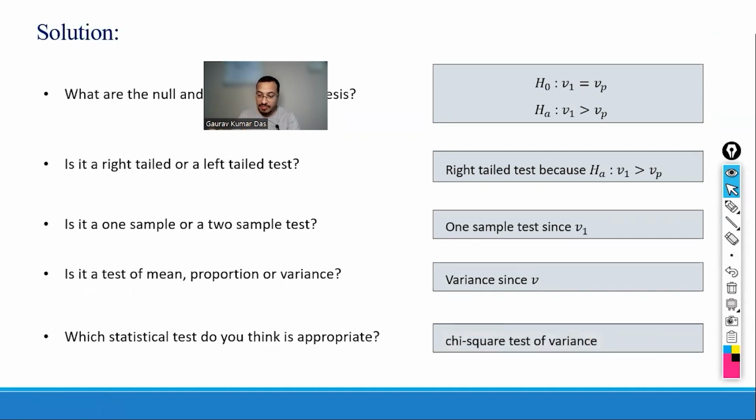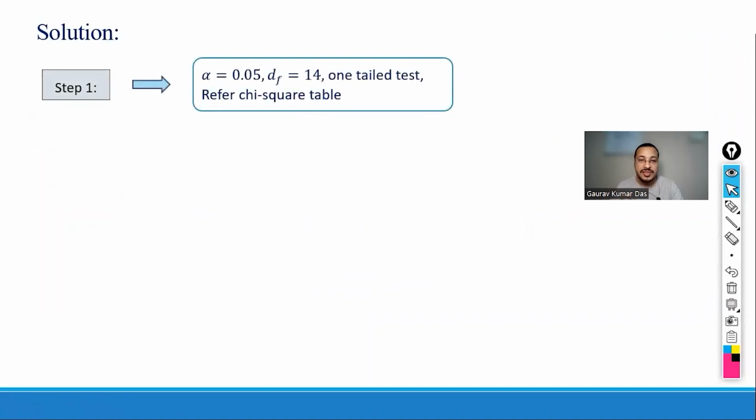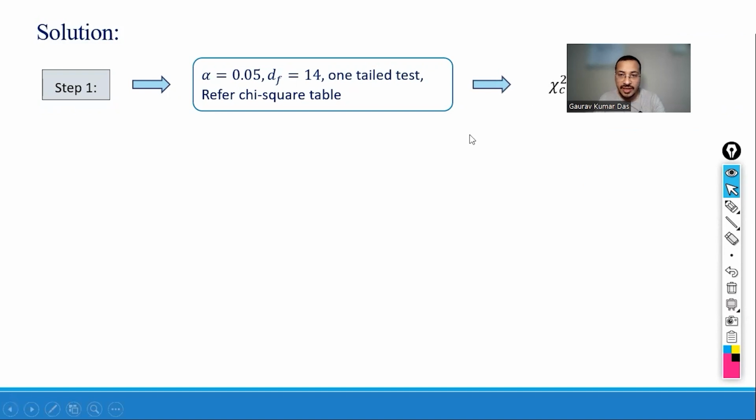Now let's see how we build the solution, how we do the calculations. So step one, we assume alpha to be 0.05, 5%. Degree of freedom is found out to be 14. It is equal to n minus 1. Number of data points here is 15. Minus 1 is 14. It's a one-tailed test. And given these three pieces of information, we refer to the chi-square table. Just like we referred to the t-table, right? So from the chi-square table, we'll calculate the chi-square critical value, which is 20.68. And I'll show it to you in the next slide, how we refer to the table. Same way that we did it for the t-test.